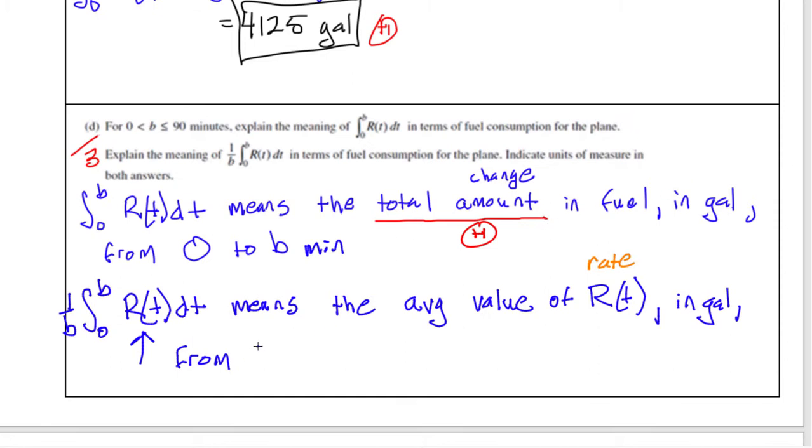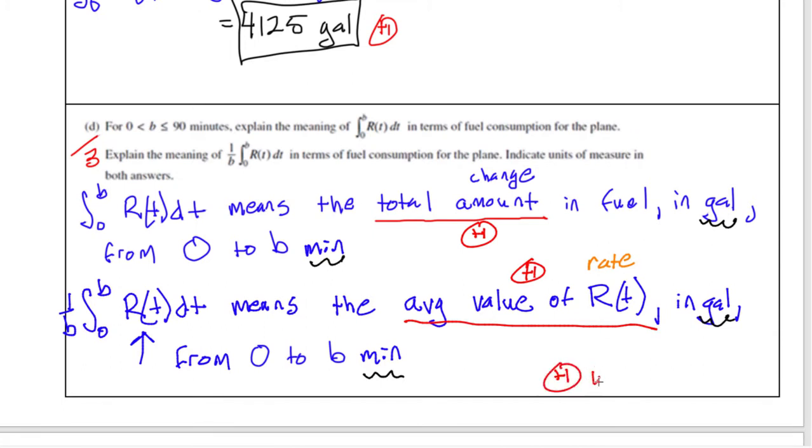And then from 0 to b minutes. I don't know what I was writing there. Minutes. And again, if you said rate R of t or this whole thing, that's +1. And then if you got the units correct, so I'm talking about gallons, minutes, if you got those units correct, that is another +1. So +1 for the units.